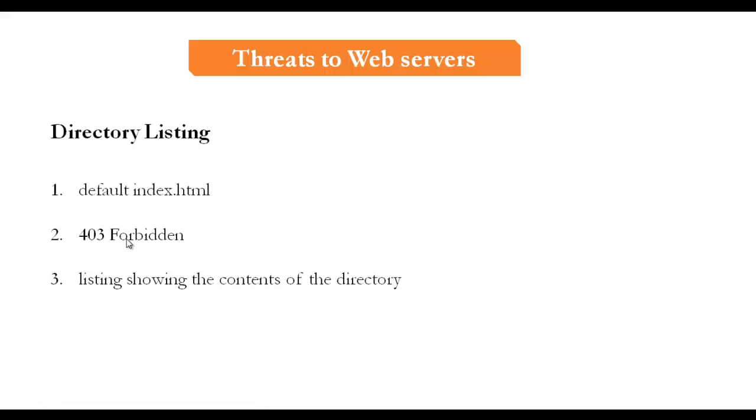The first one is directory listing. When a web server receives a request for a directory rather than an actual file, it may respond in one of three ways. The first one is it may return a default resource within the directory, such as index.html. The next one, it may return an error such as HTTP status code 403 forbidden, indicating the request is not permitted. And finally, it may return a listing showing the contents of the entire directory. This is the dangerous one, and this is called directory listing.